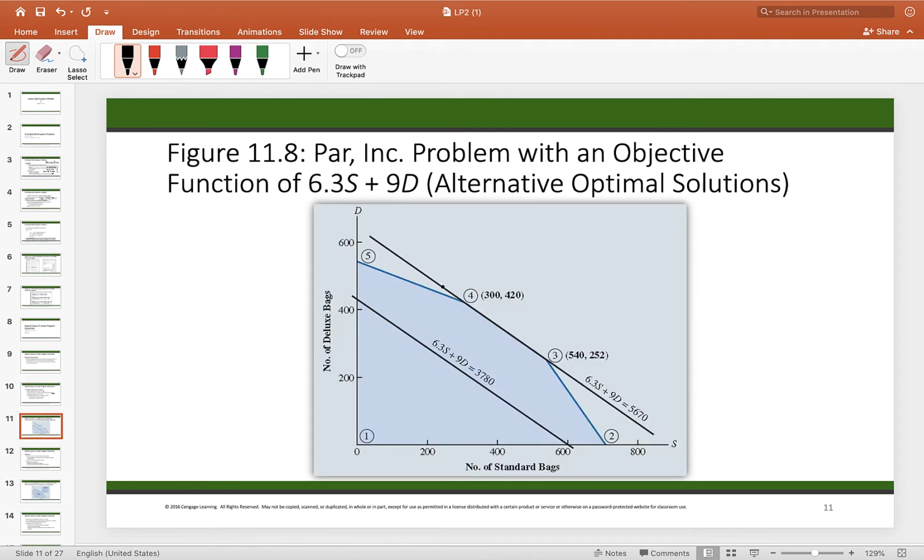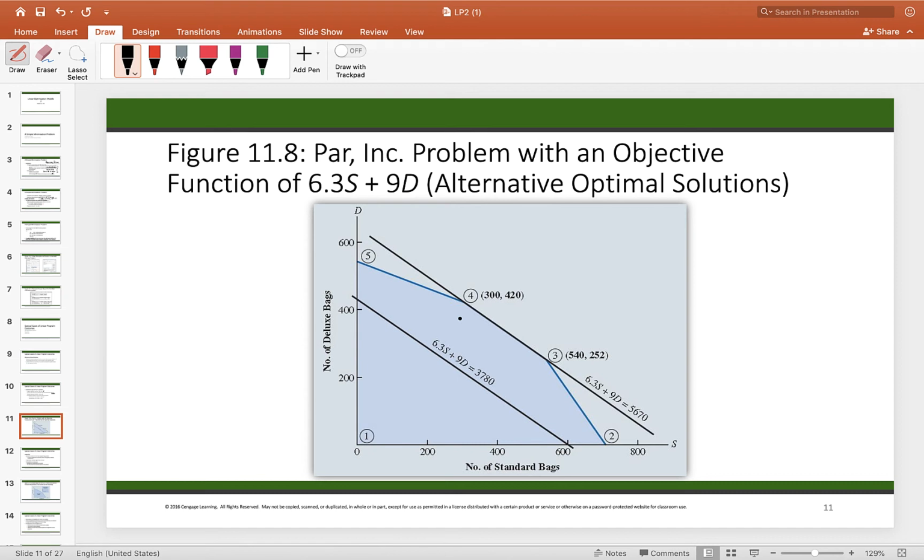It's showing you your contour line, which is the line representing, in this particular question, the profit. Doesn't hit your feasible region at a single point. It hits it along a whole line. And what that means, you can choose any value of S and D for the standard and deluxe bags anywhere along that line. And they will all give you exactly the same optimal solution in terms of profit. They'll all give you the same profitability, but the S and D is obviously going to vary along that line.